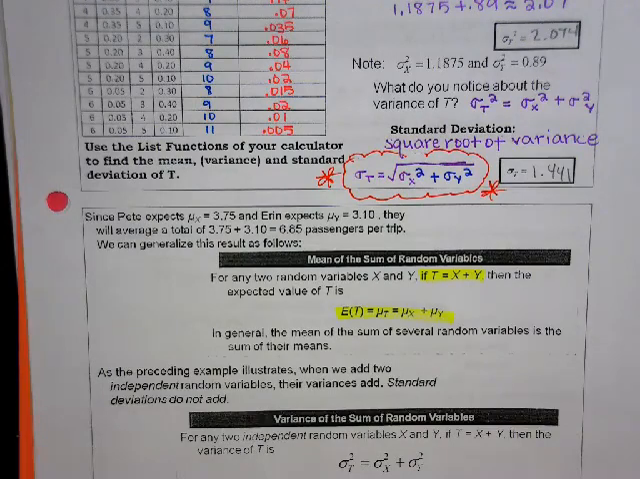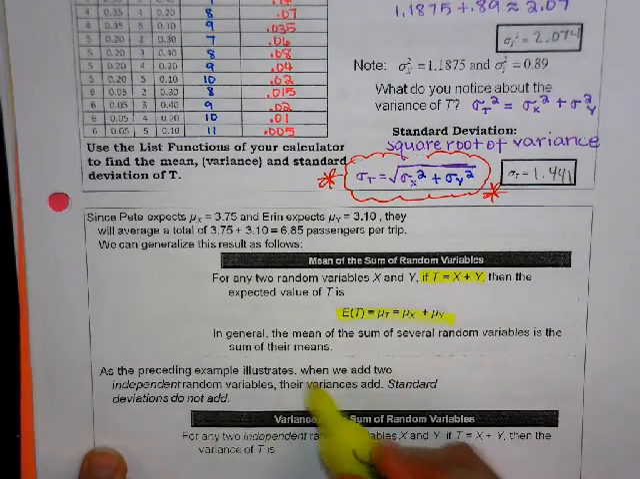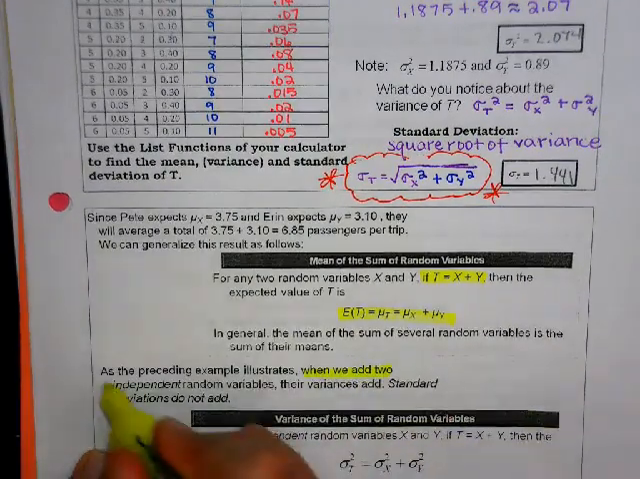When we have two independent random variables being added together, their variances can be added together. The standard deviations do not get added together.